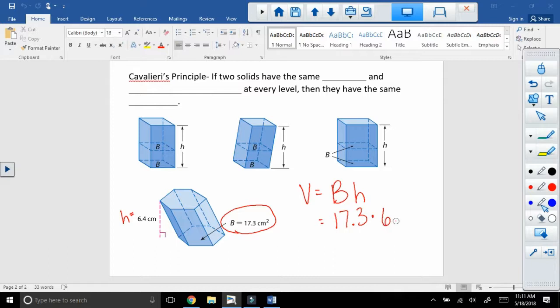17.3 times 6.4. Just grab your calculator and multiply those out. The volume would be 110.72, and that's cubic centimeters. So any questions? Again, hopefully this is a little easier than some of the surface area stuff that we've done.